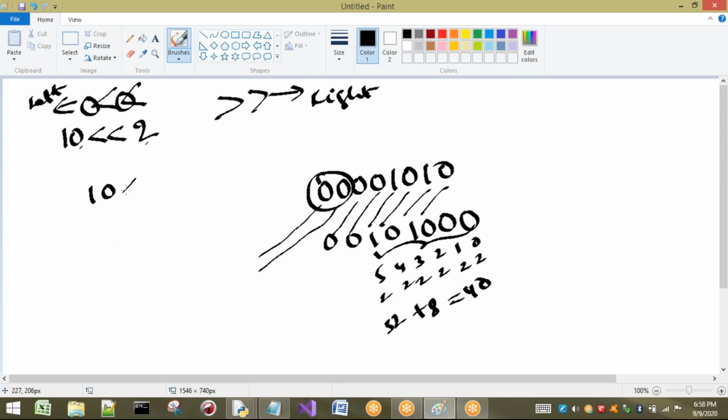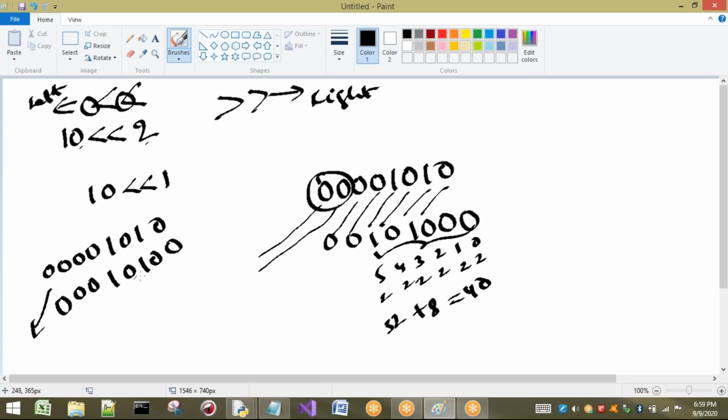See, left shift 1. That means what? For example, 1 0 1 0, with some 0 0 0 0 I am considering. Only one value will go outside. Remaining 1 0 0 and next 1 0 1 0 0. This value is 20. Directly I can say that.